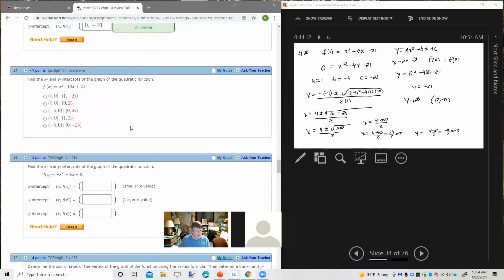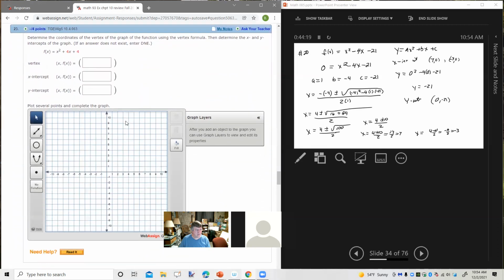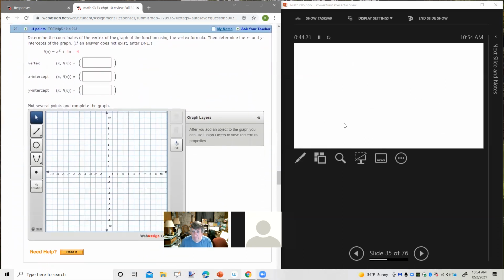So there's that. Okay, let's see here. This is the same thing. And let's go ahead and do this one. Number 23, determine the coordinates of the vertex of the graph of the function using the vertex formula, then determine the x and y intercepts of the graph. If an answer does not exist, write capital D N E. So f of x equals x squared plus 4x plus 4.